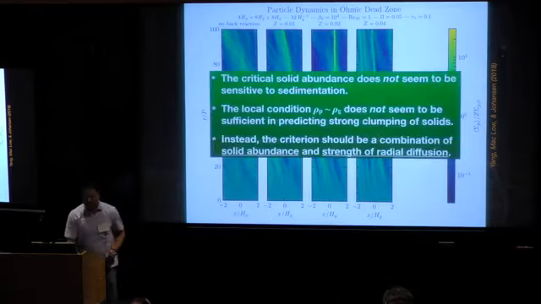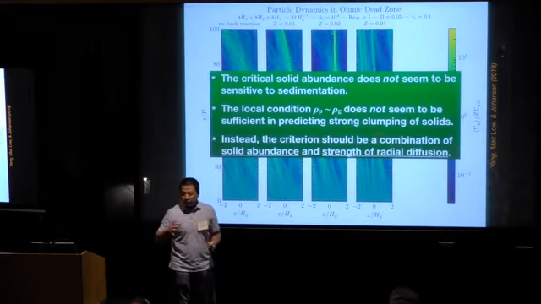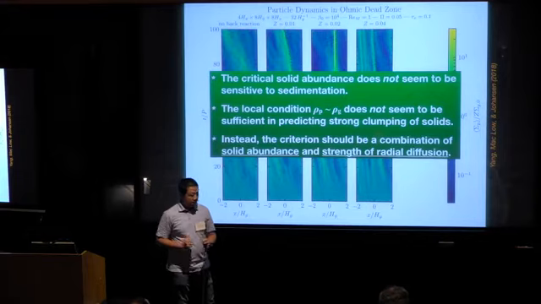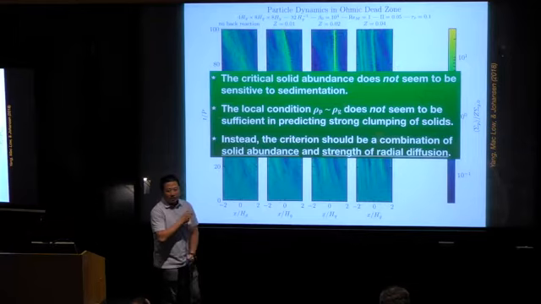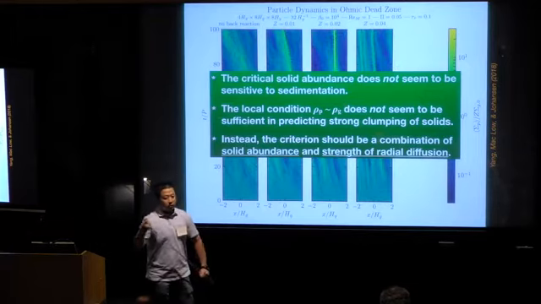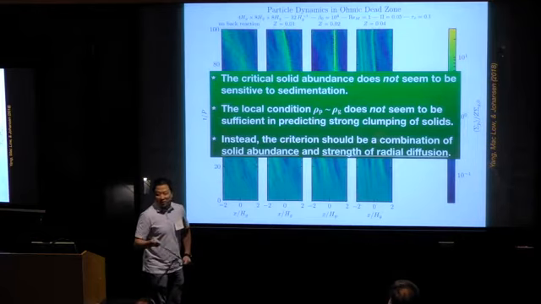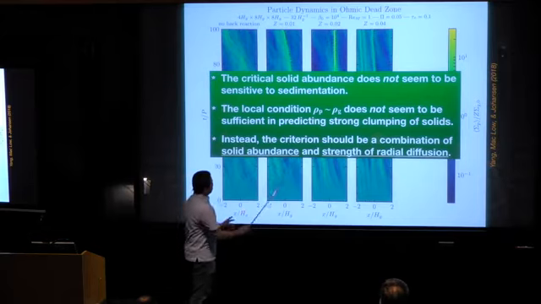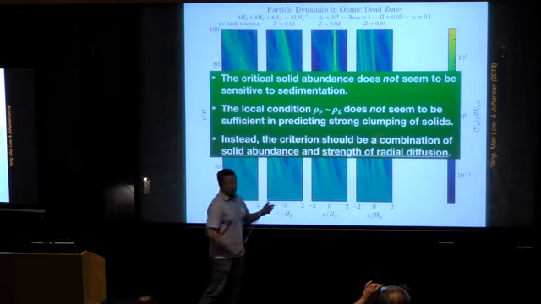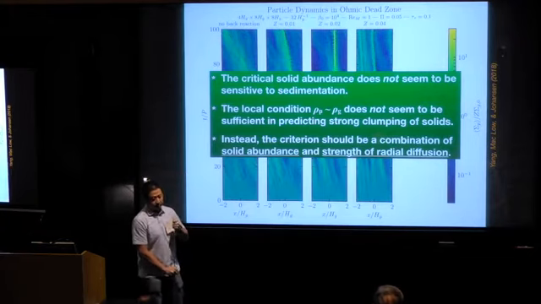So these are the messages. I think the critical solid abundance does not seem to be sensitive to sedimentation at all. So if you consider this local condition, I think it's maybe not sufficient to predict planetesimal formation. I'm not sure about the necessary part, but I know it's not sufficient. So I don't have a prescription for you yet, but I believe these two factors, solid abundance and strength of radial diffusion, will determine where planetesimals are formed in turbulent disks.